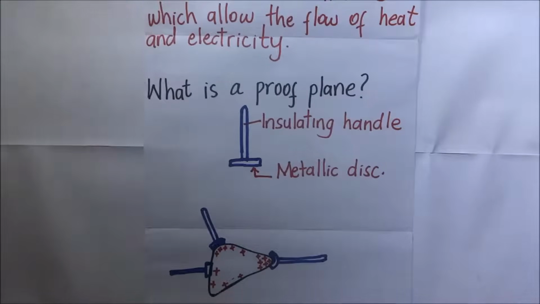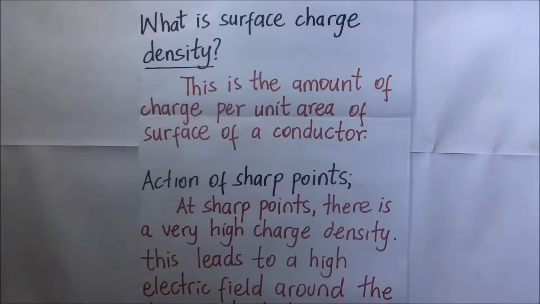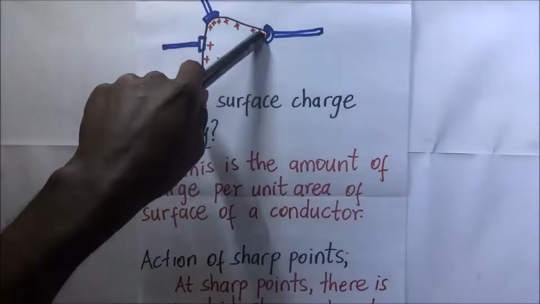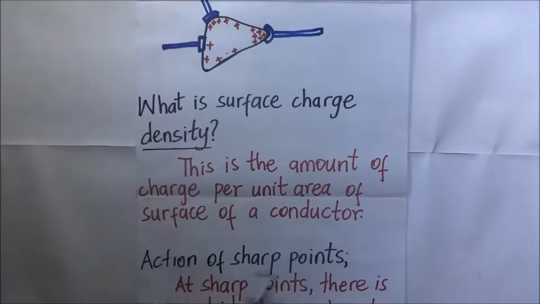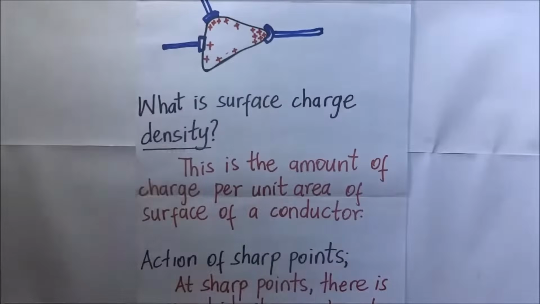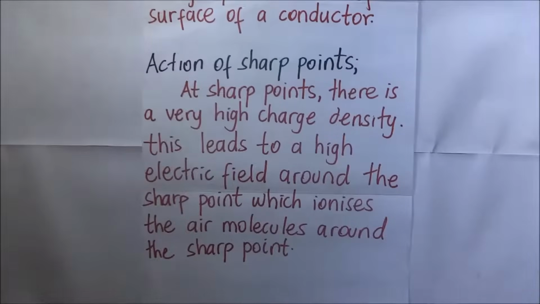So this brings us to the next definition that we need to talk about. What exactly is surface charge density? Surface charge density is simply the amount of charge per unit area of the surface of the conductor. And because of very high surface density, it brings us to the action of sharp points. The action of sharp points is as a result of very high surface charge density. At sharp points, there is a very high charge density.